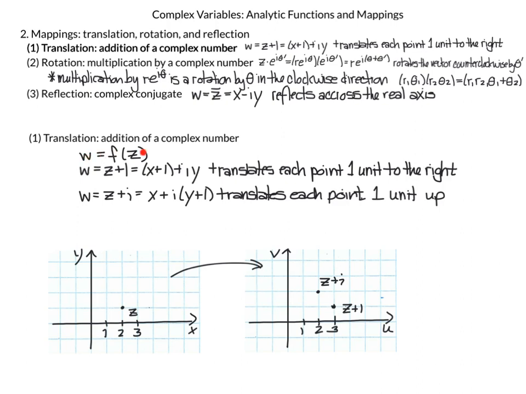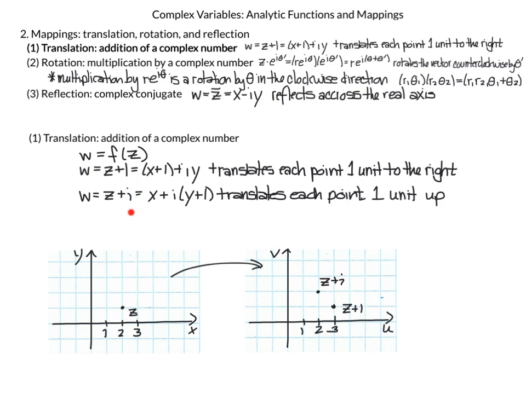So if w is equal to f of z, and let's say that w is equal to z plus 1. If we break down the z into an x and y component, a real and imaginary component, you'll see that the 1 gets added to the real part, x, and then you have your iy. So what this effectively does is translate each point 1 unit to the right. Here I have a drawing of this. If we have a point z here in the xy plane, and then we transform it by adding 1 to it, 1 is added to the real portion, so z plus 1 gets translated over to the right on the real axis.